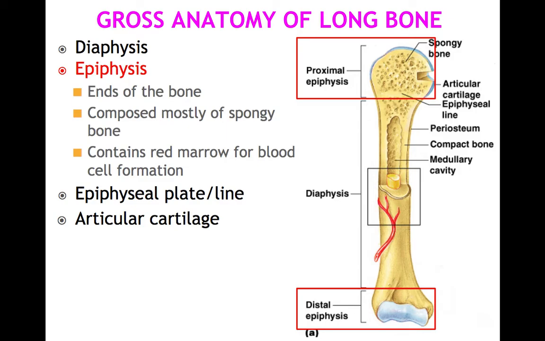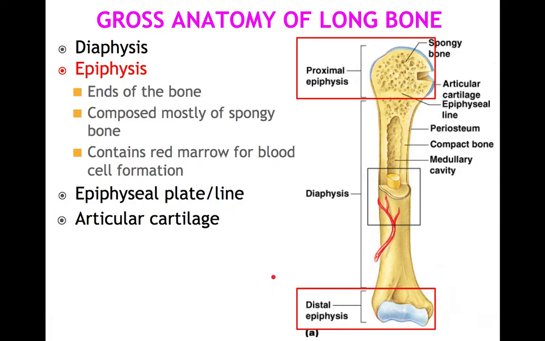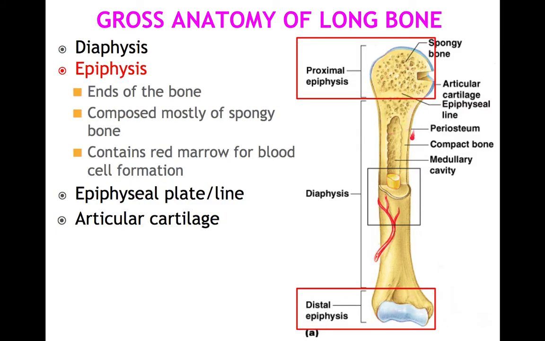Okay, next are the epiphyses. So you have your proximal epiphysis, you have your distal epiphysis. So these are the ends of the bone, and they're composed mostly of spongy bone. You can see the difference here. So the spongy bone tissue looks spongy, and the compact bone tissue, which you'll find in the diaphysis, looks a lot more solid. And the epiphysis also contains red bone marrow, or red marrow, for blood cell formation.